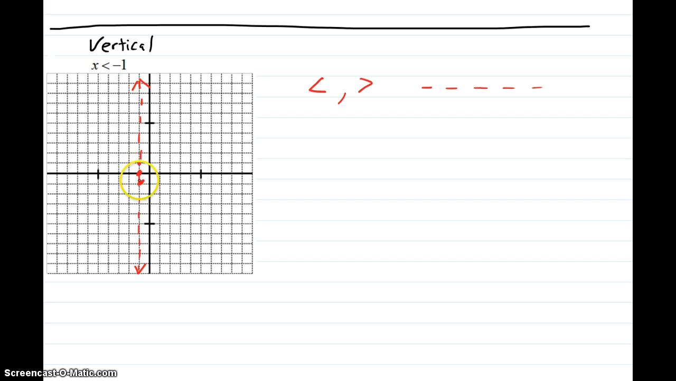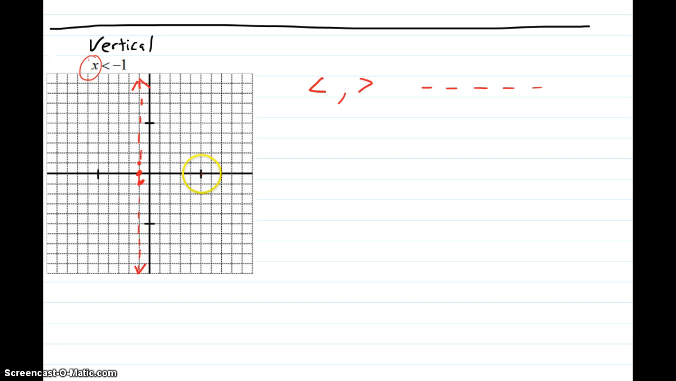And so as you look at this, well, how would I shade above or below a vertical line? That rule doesn't really work when you have a vertical line. So just think about what this really says: any answer I pick has to be less than -1. So where are the answers less than -1? Are they on the left or are they on the right?